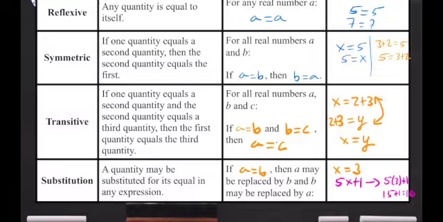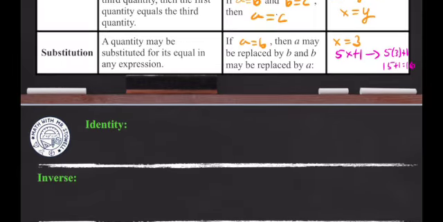So substitution would say, okay, well, x is equal to 3 because it's the same x value. We can just take the place of the x value. We can replace it with another number. So that is substitution. Reflexive, it equals itself. Symmetric, doesn't matter which side of the equal sign it's on. Transitive, A equals B, B equals C, A is equal to C. Substitution replaces a value of.